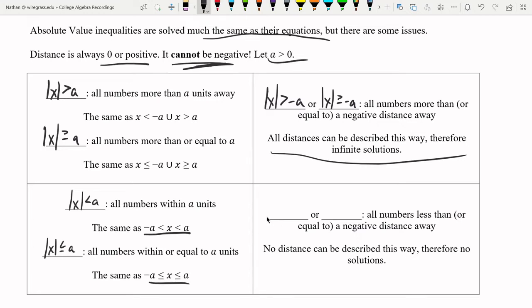On the flip side, if we look at distances that are less than some negative number, or less than or equal to some negative number, all distances are 0 or positive, so no distance can be less than a negative number because 0 or positive are always greater than negative numbers. So there are no solutions. This is not possible.